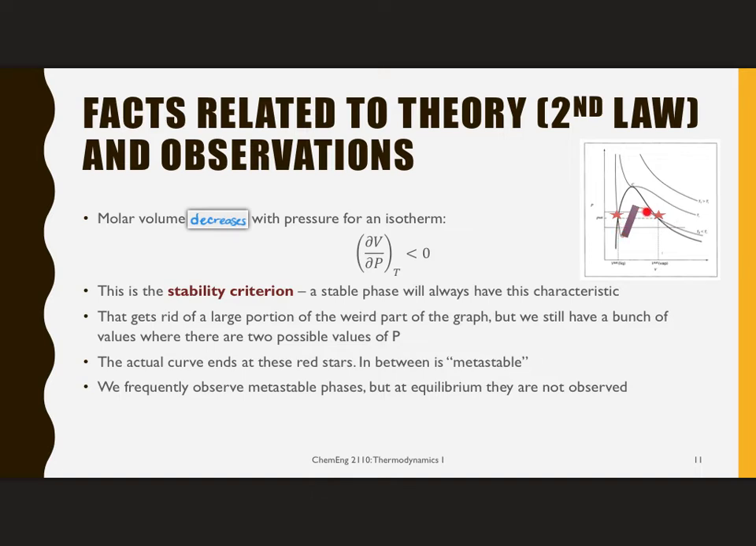This section here and this section here are what are called metastable. Now, you will observe metastable phases, but they don't last. What will happen is if you have something in this region or this region, it will appear as a single phase for a period of time, but if you leave it long enough, it will split into two phases. These will instantly split, okay? You can't have something held metastably in this region, okay?